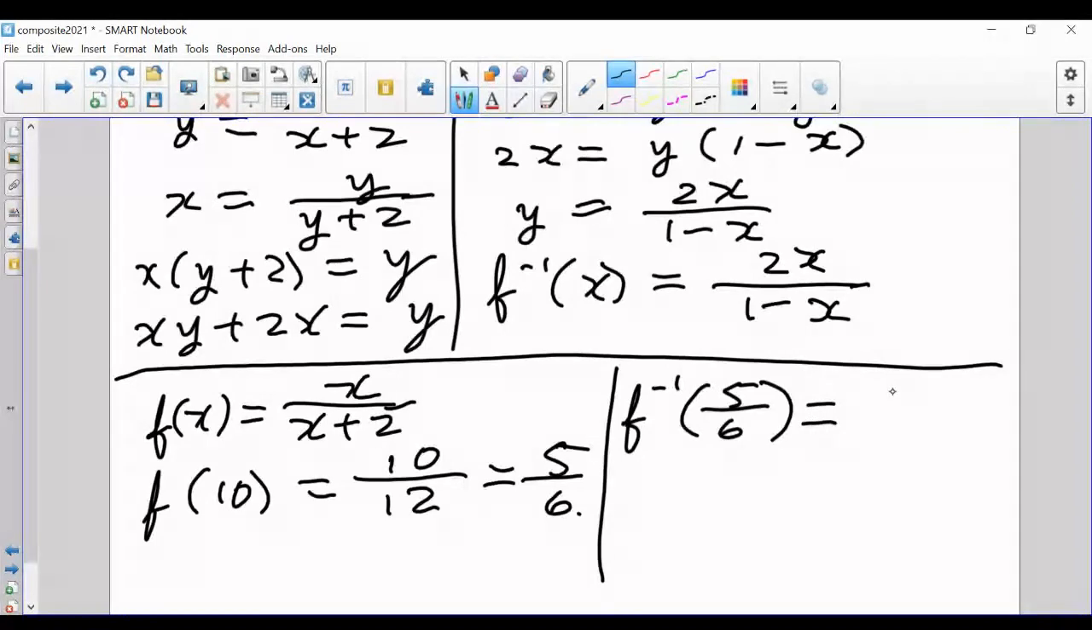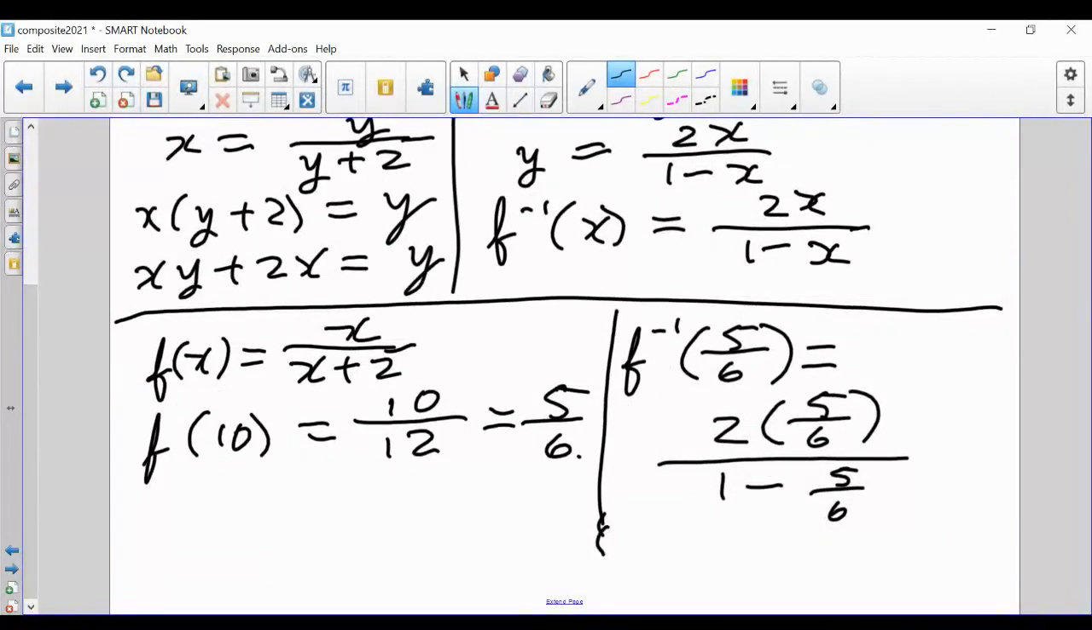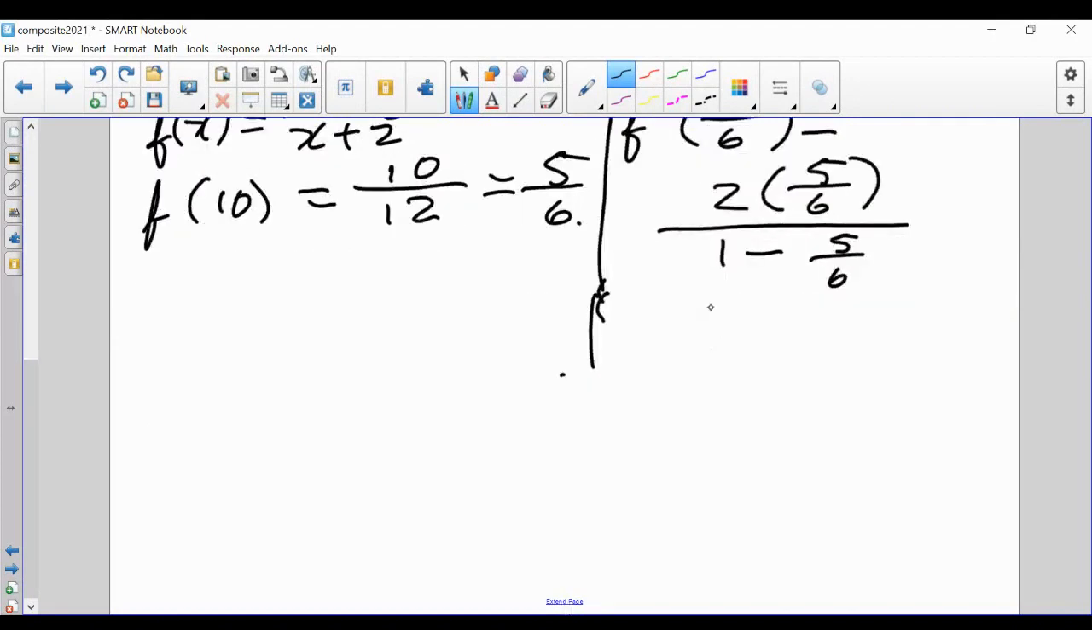So that's going to be 2. Okay, let's put that down here. 2 times 5 over 6 divided by 1 minus 5 over 6. That's what we're supposed to do. Well, if we got the right inverse function, this should work. Remember, we just chose a random number here. All right? Okay, so this is going to give me, what is that? 10 over 6 divided by 1 minus 5 over 6. Can we agree that that's going to give me 1 over 6? Can we agree on that? Right? The denominator, 1 minus 5 over 6 is 1 over 6. Can we agree on that?